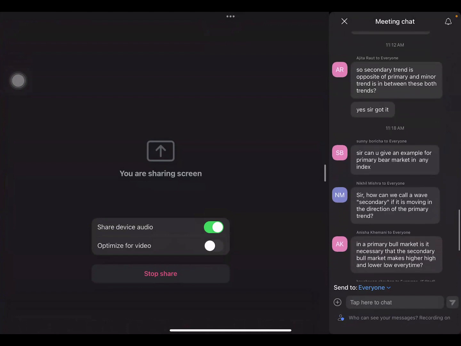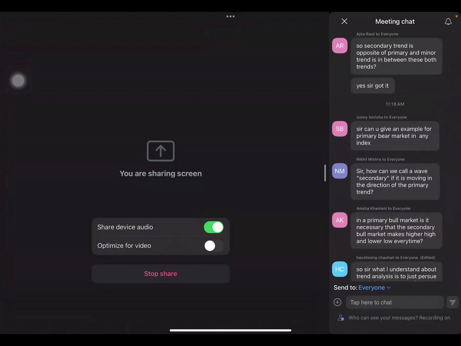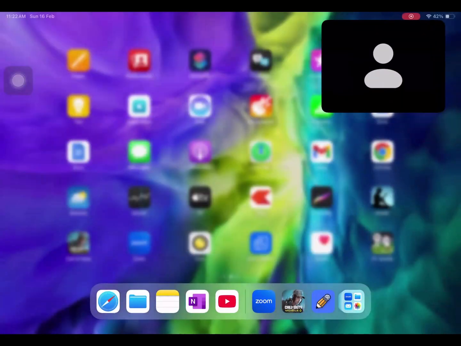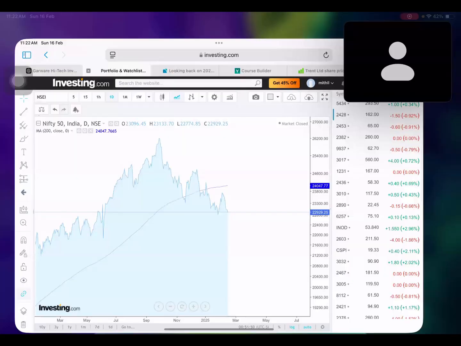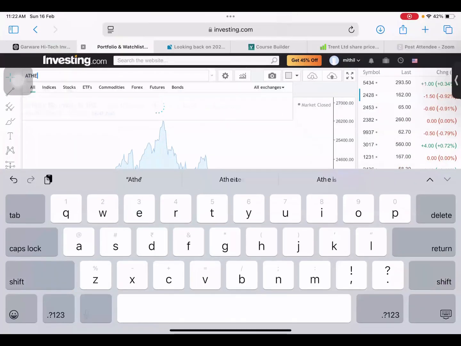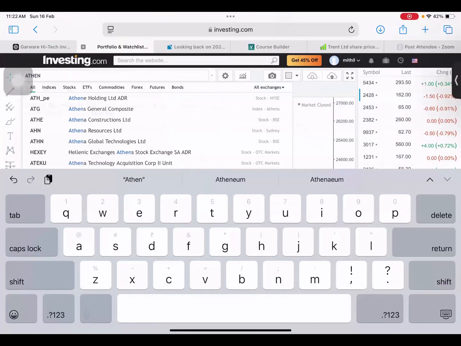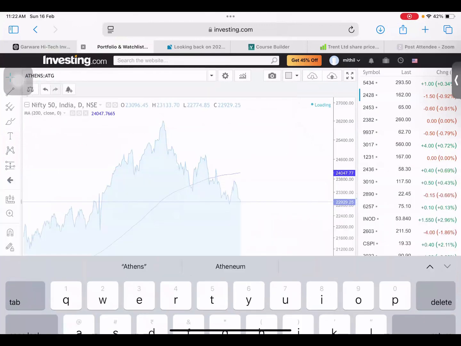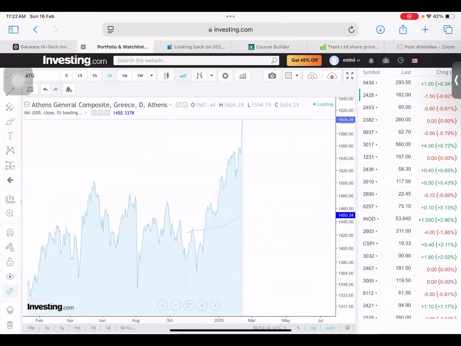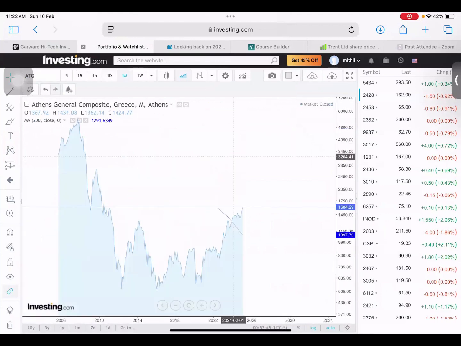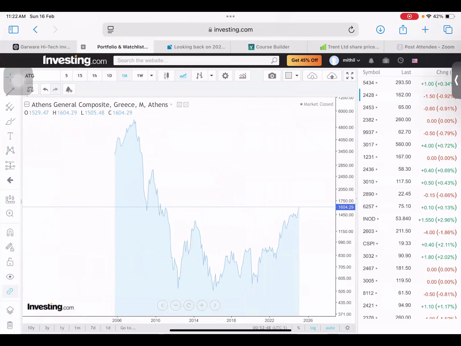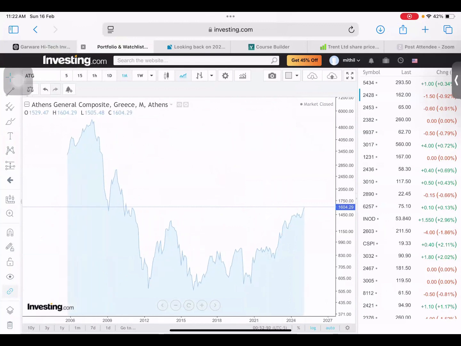Okay, Sunny just left, but Sunny was asking me, can you give me an example of a primary bear market in any index? Hope Sunny, you come back and maybe you watch the recording. You will have your answer. I'm going to show you Athens general composite. This is a perfect example that I can find of a primary bear market and the re-emergence of a primary bull market.